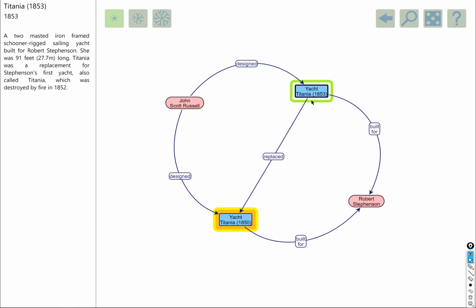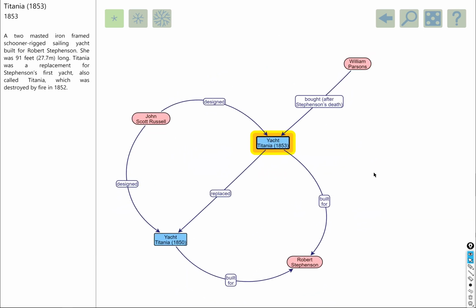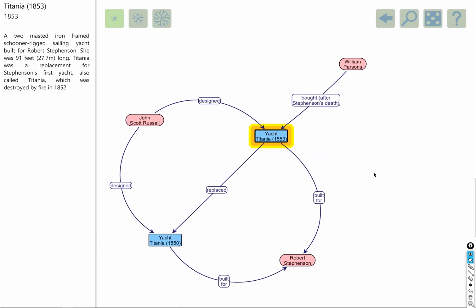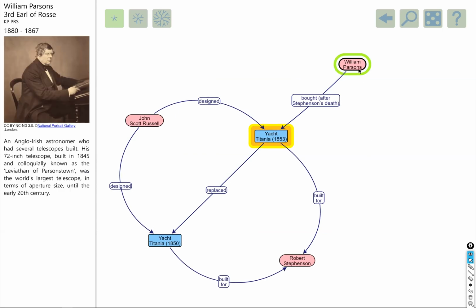Now, if we have a look at the second Titania, after Stevenson died, the boat was sold to this chap here in the top right-hand corner of the diagram, William Parsons, 3rd Earl of Ross, Anglo-Irish astronomer. This guy was into big telescopes, and I mean really big telescopes. He built the world's largest telescope, which was the largest for quite some time.